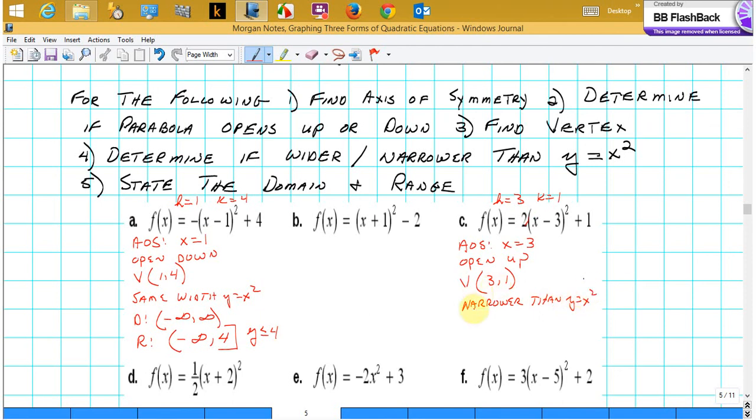And the domain, once again, it's all real numbers, so that's negative infinity to infinity. And the range, this parabola opens up, so the value of k would be the lowest point. The vertex is at 3, 1, so the y value of the lowest point would be 1. So this is going to be one that would have 1 as its lowest point and going on for infinity upward.